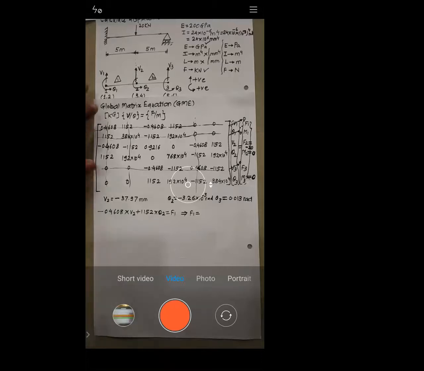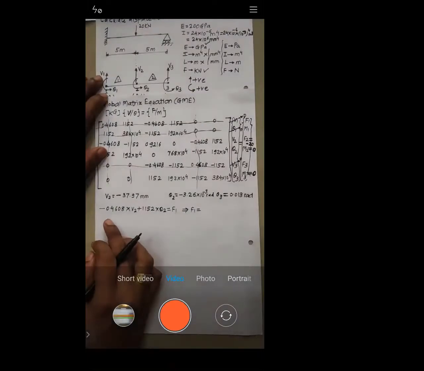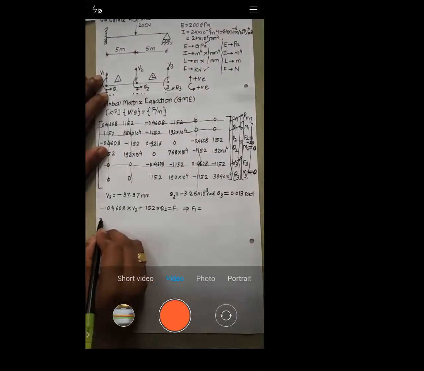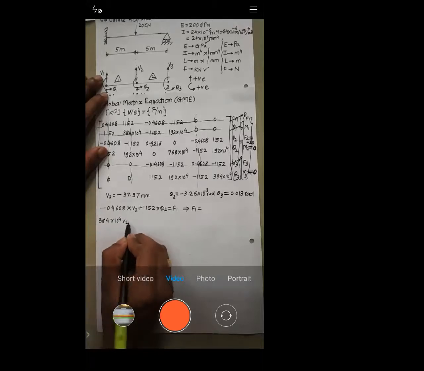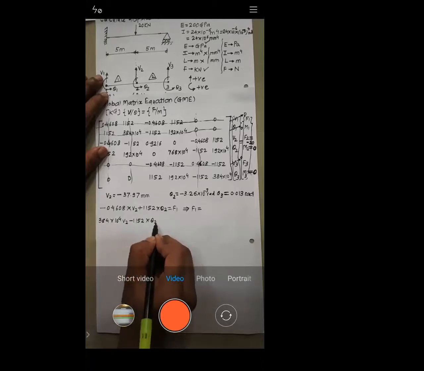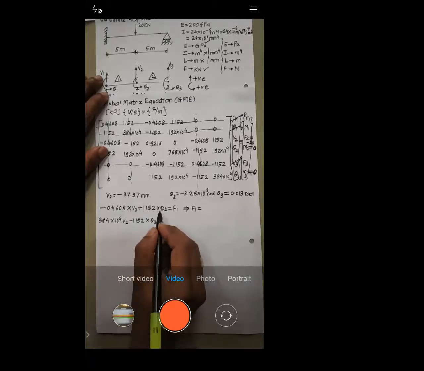Tell me the value of F1. Similarly, we will calculate M1, that is, second row and this column. So the initial two terms are 0. So it is 384 into 10 raised to power 4 into V2, minus 1152 into theta 2. Then the third term is 0.